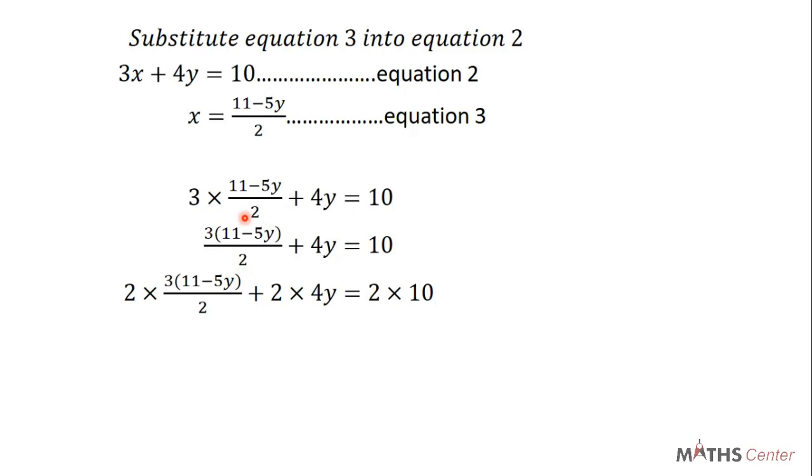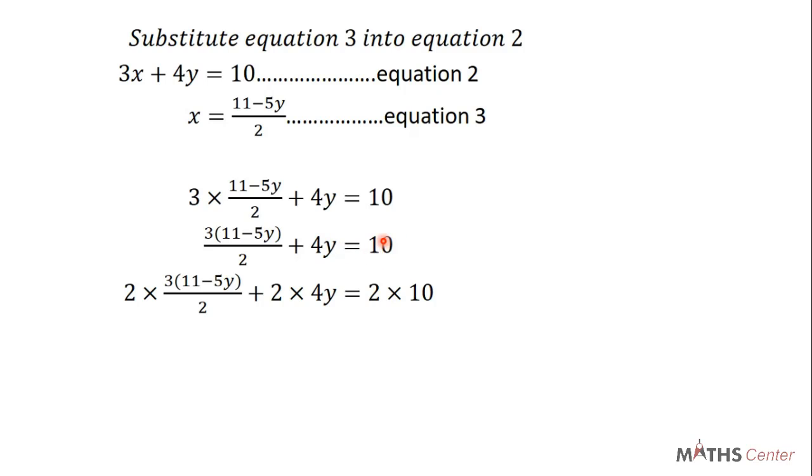The only fraction in this equation is this expression here, which is 3 into brackets 11 minus 5y divided by 2. And the denominator of that fraction is 2. So in order to remove the fractions, you multiply by 2. So you multiply each term by 2. This is the first term, so you multiply it by 2. 4y is the next term, you multiply it by 2.